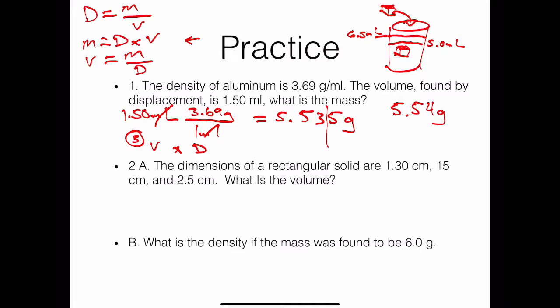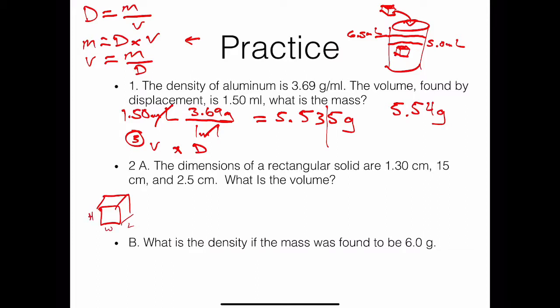For number 2, the dimensions of a rectangular solid are 1.30 centimeters, 15 centimeters, and 2.5 centimeters. What is the volume? Now, we don't have a liquid volume here, so obviously we're not going to be measuring in milliliters. The other option for measuring volume is cubic centimeters. If we're visualizing a cube, we know that the volume of a cube is length times width times height.